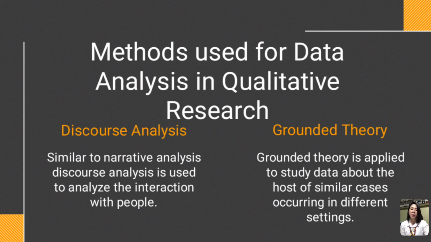The last one is grounded theory. When you want to explain why a particular phenomenon happened, then using grounded theory for analyzing quality data is the best resort. Grounded theory is applied to study data about a host of similar cases occurring in different settings. When researchers are using this method, they might alter explanations or produce new ones until they arrive at some conclusion.